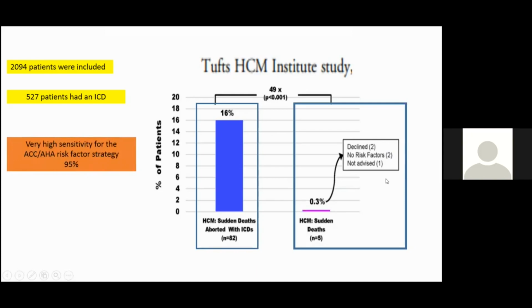The American risk factor strategy has proven to be highly sensitive, as it allowed to identify nearly all at-risk patients. The USC risk calculator was retrospectively applied to these patients, and 50% of them were considered as low risk. So many patients would have died if we used the USC risk score.